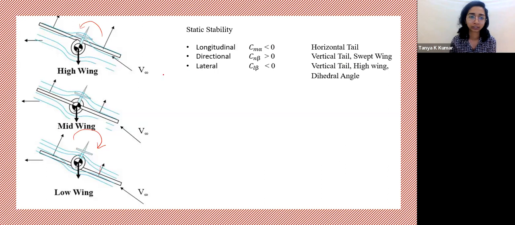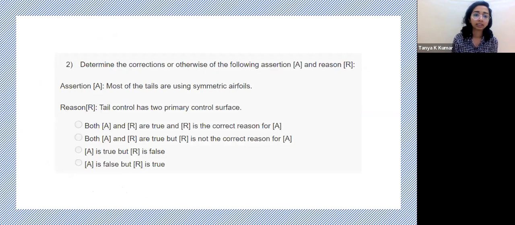And for lateral stability, just like we've seen now, Cl beta, that is the derivative, it should be less than 0. And the components that contribute towards lateral stability are high wing, or if it's a low wing, dihedral angle, and vertical tail, obviously. Okay. So this is a summary of all the derivatives that denote static stability in the three directions. Okay. Now, determine the correctness or otherwise of the following assertion and reason.